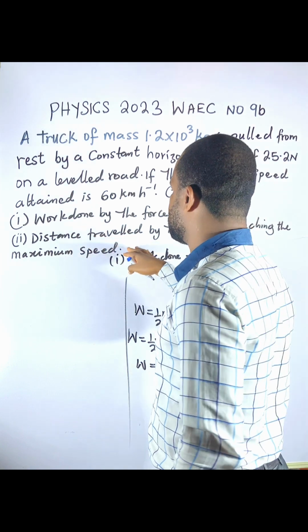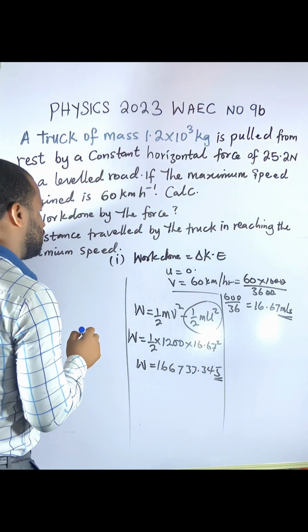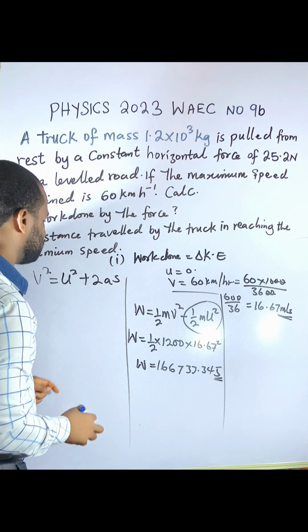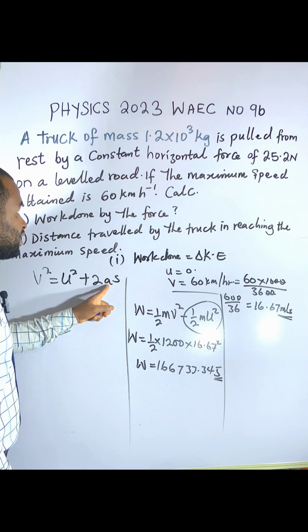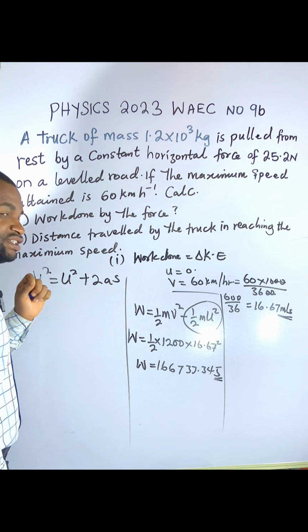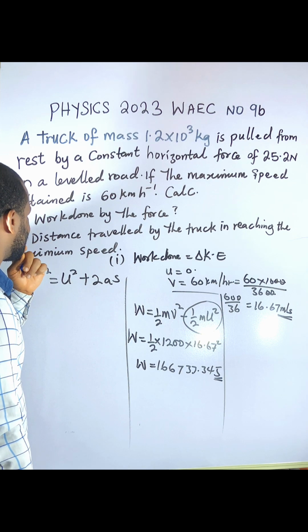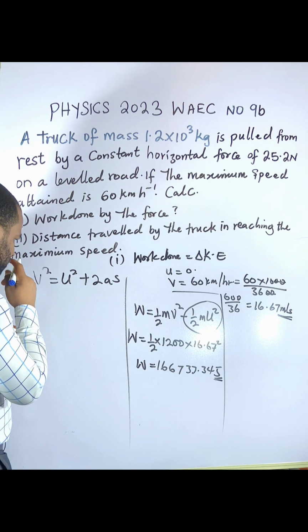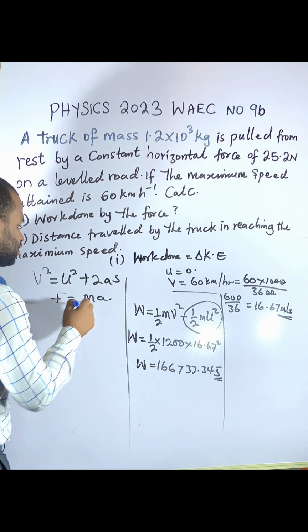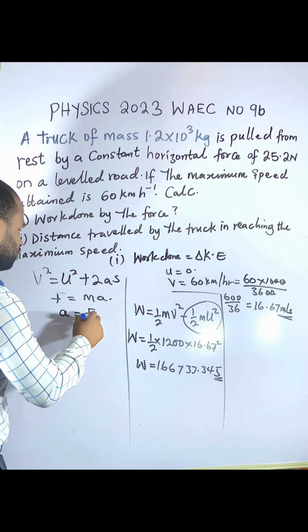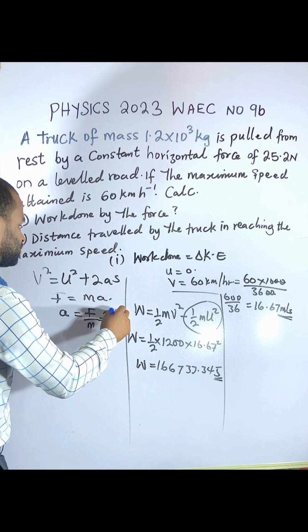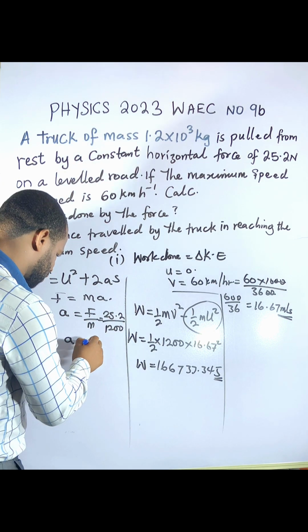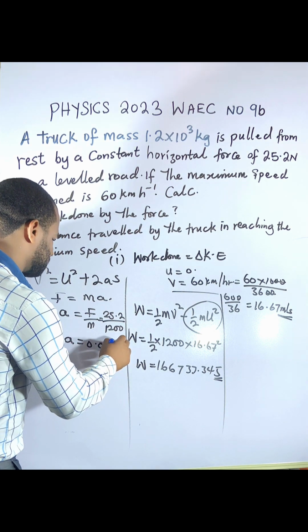The distance traveled in reaching the maximum speed. So in reaching the maximum speed, I'm going to use this formula, v squared is equal to u squared plus 2as, because this is the distance I'm looking for. There is acceleration, there is final velocity, there is initial velocity. I am using this as the distance. However, I do not know the acceleration, but a force was involved. I'm going to say that force is equal to mass times acceleration. But acceleration there is going to be force all over mass, which is 25.2 divided by 1200. Acceleration is given as 0.021 meters per second squared.